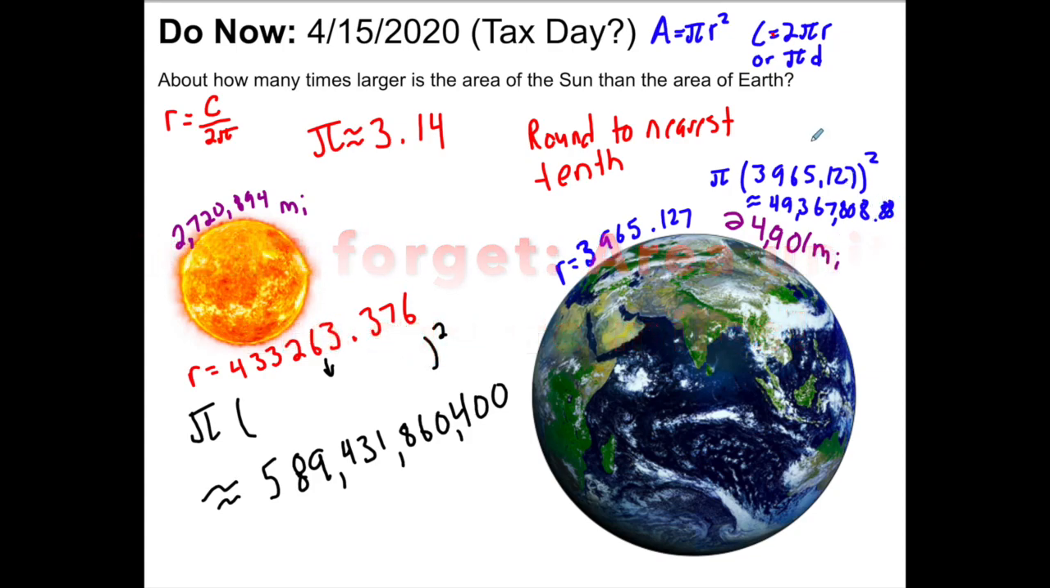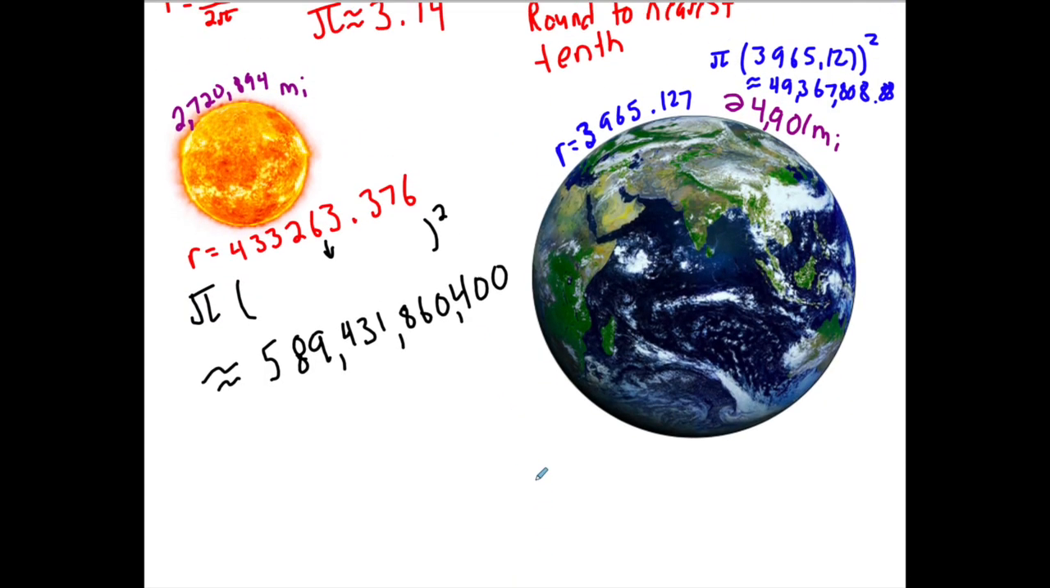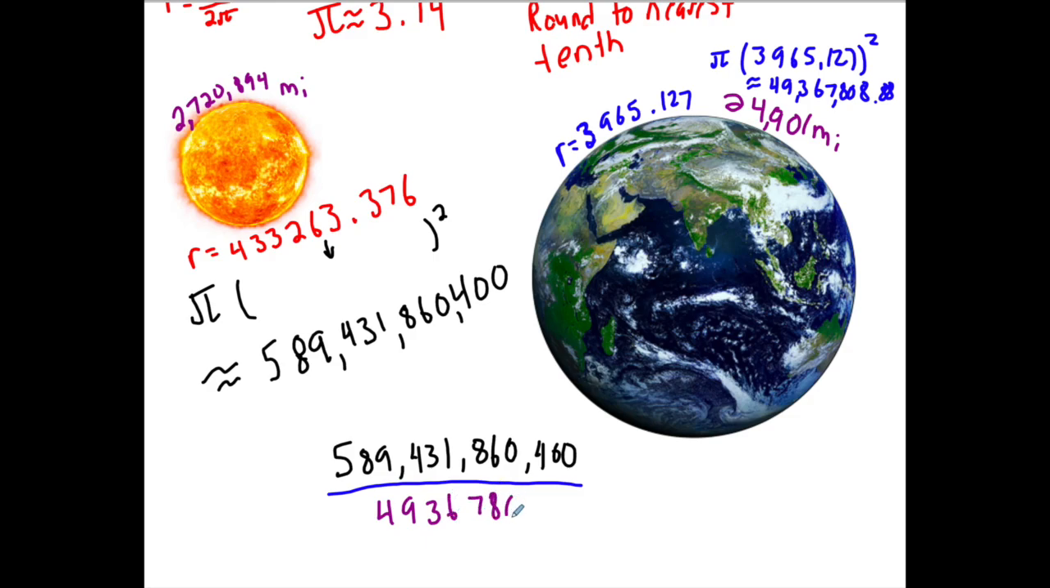Okay? And now what I need to do to find out how many times bigger the Sun is than the Earth is take 589,431,860,400 and divide that by 49,367,808.88, because this is going to give me a number that, when I multiply it times the Earth area, will give me the Sun area.